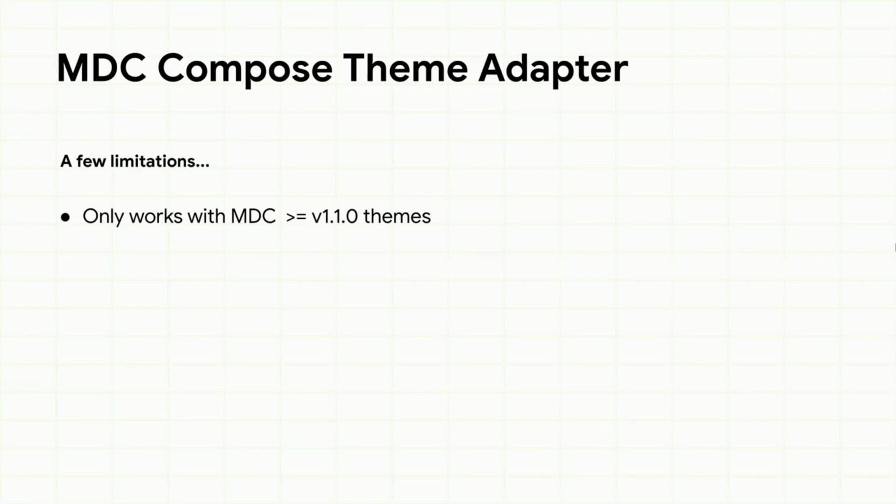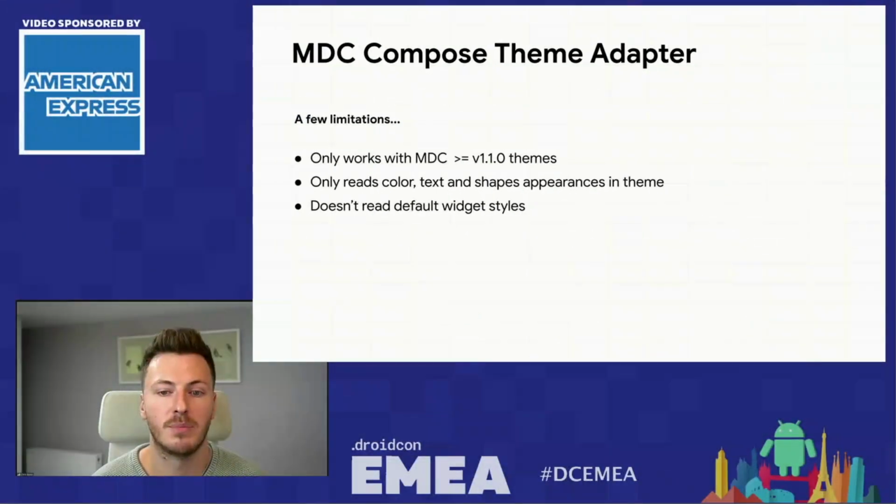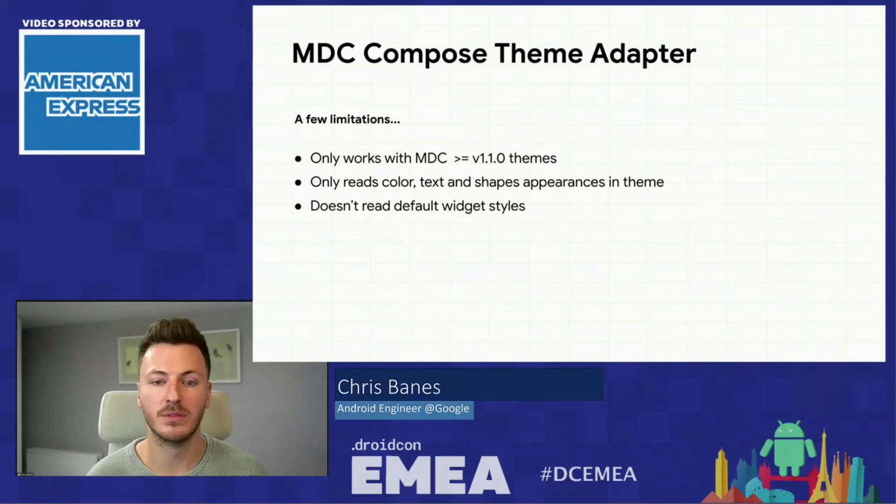But be aware there are a few limitations to the theme adapter. So firstly, it only works with MDC themes and not, say, AppCompat or platform themes. As we mentioned earlier, Compose implements material theming, and therefore, for us to be able to map between the two design systems, we need the base values to also be in material theming. So that's why we need MDC. The second limitation is it only currently reads the color, text, and shape appearances from your theme. So it's just those material theming components. And the key thing missing here is that it doesn't read default widget styles. Compose doesn't have the concept of a default style declared in your theme, unlike the view system, so we can't map to it.